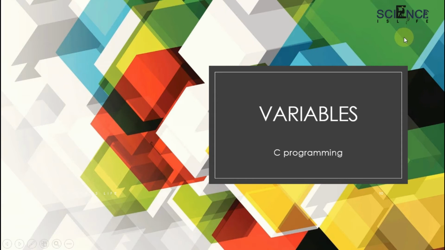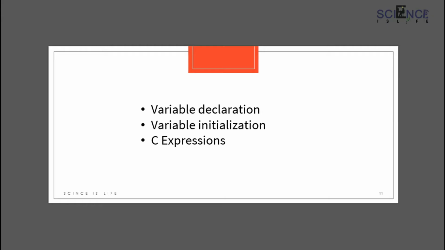Okay, now let's see how to use variables in C programming, because variables play a very major role in programming. So how to use variables in C programming? To use variables, first we need to declare a variable, right? Then we should initialize the variable. After that we can use these variables in an expression, right? So let's see how to do these things.